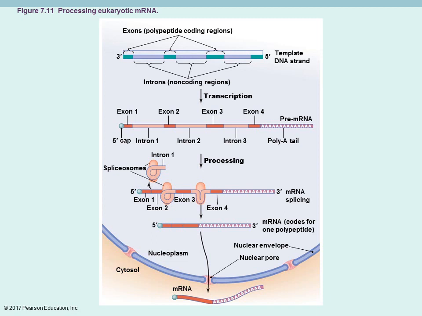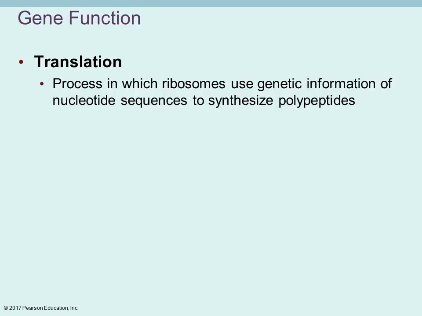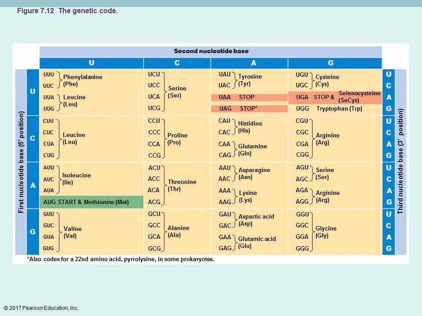So once you put the cap and tail on and you've spliced out those introns, now the mRNA is going to move out into the cytoplasm, which is where translation occurs for eukaryotic cells. With translation, this is a process where you're going to now use that RNA as a template to make your proteins. And this is going to occur on the ribosomes.